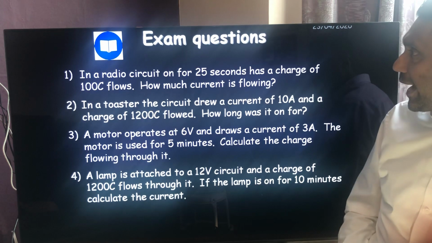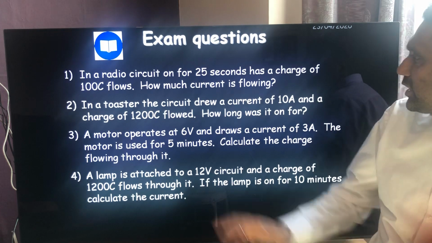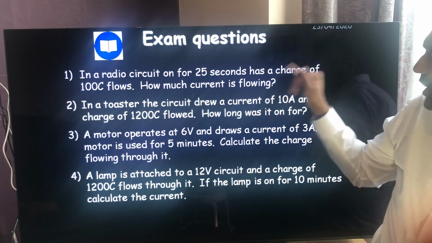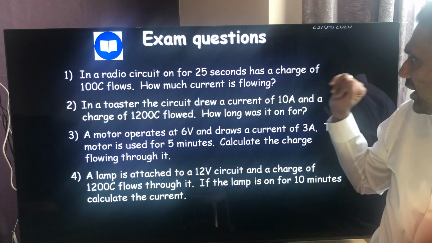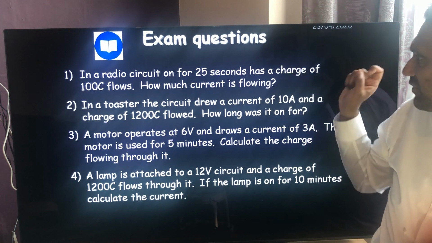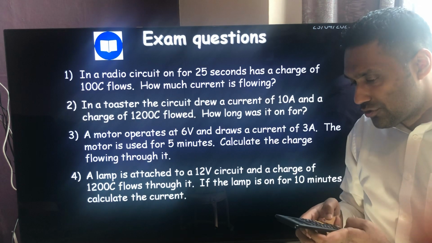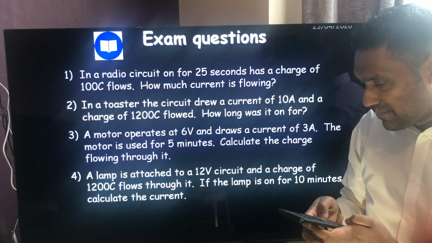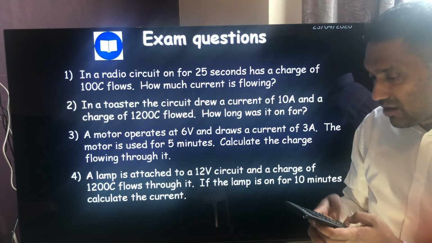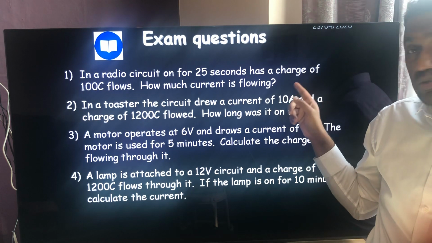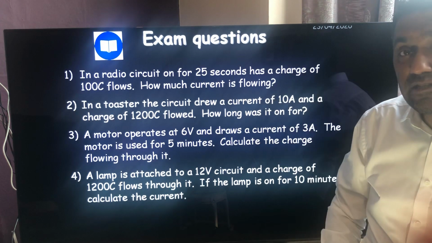We are looking at question 1. The question is asking how much current is flowing through. Remember, Q equals IT. So I'm looking for current, which is I. So current is Q divided by T. Well, the Q is 100, so I have 100 coulombs divided by 25 seconds, which is 4. So 100 divided by 25 equals 4 amps. So for question 1, it's 4 amps.